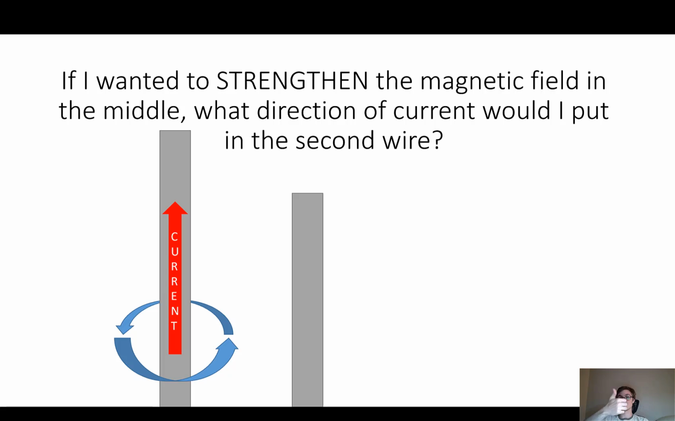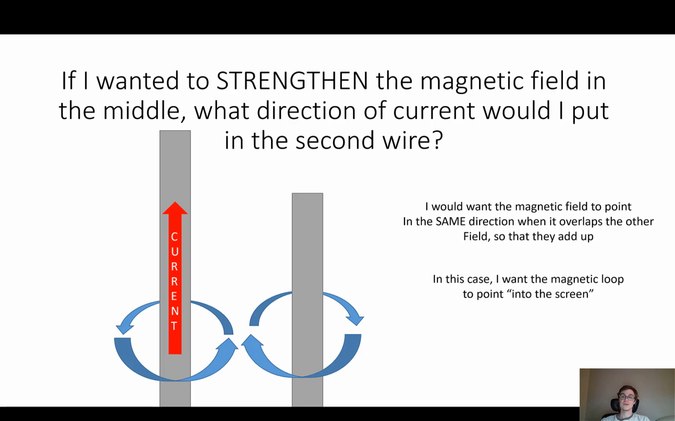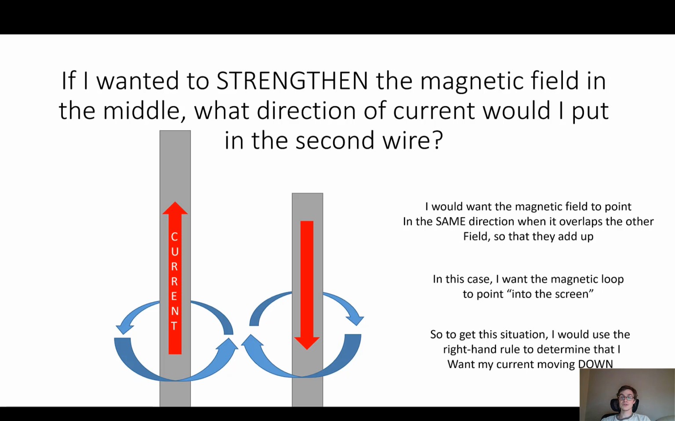And you can do the right-hand rule, but if you want the magnetic field to be pointing in the same direction, then that means you want the arrow to be going into the screen on the right there. And so that means that you're going to want the current to be moving down, because according to the right-hand rule, when the current's going down, the arrow goes into the screen.